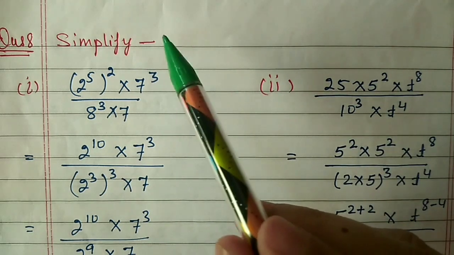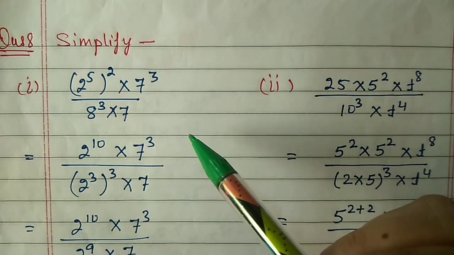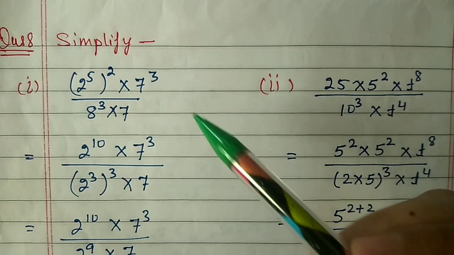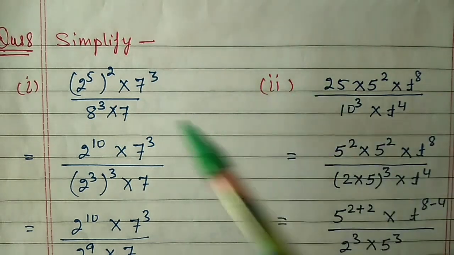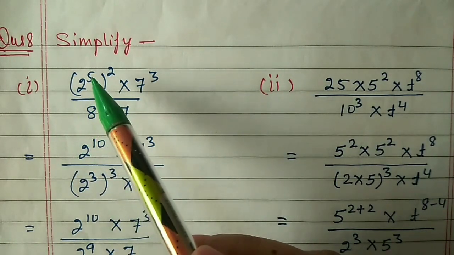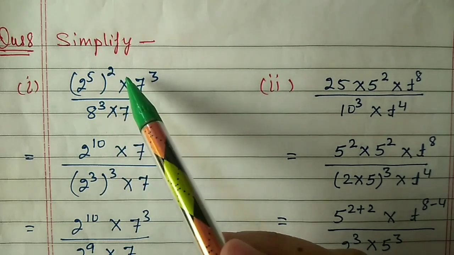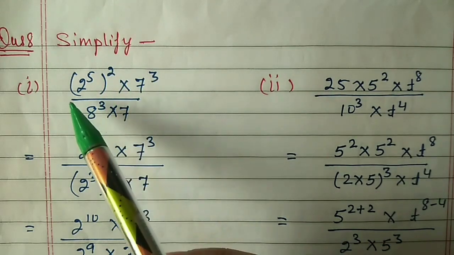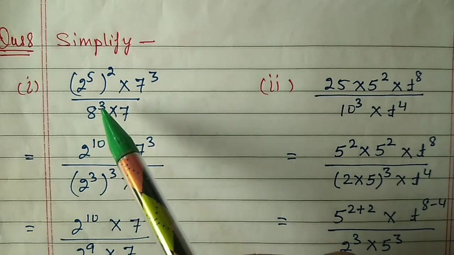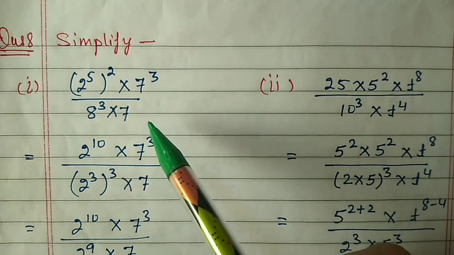Question number 8. Simplify. In this question it is not mentioned to write your answer in exponential form. It means we have to simplify it totally. First part is 2 to the power 5 whole to the power 2 multiplied by 7 to the power 3 divided by 8 to the power 3 multiplied by 7.